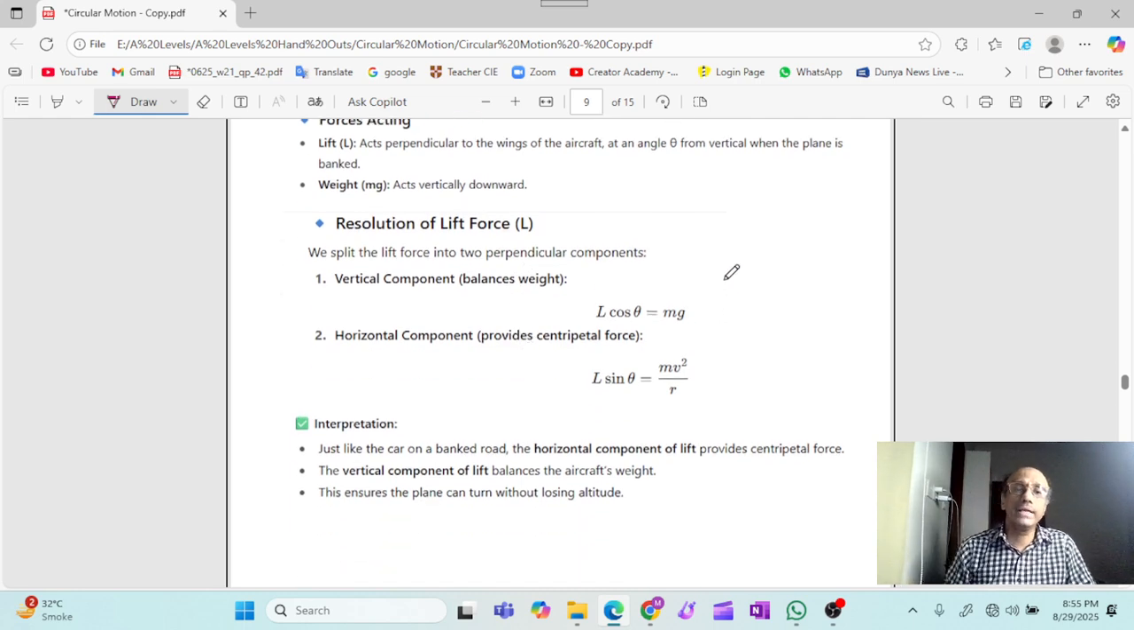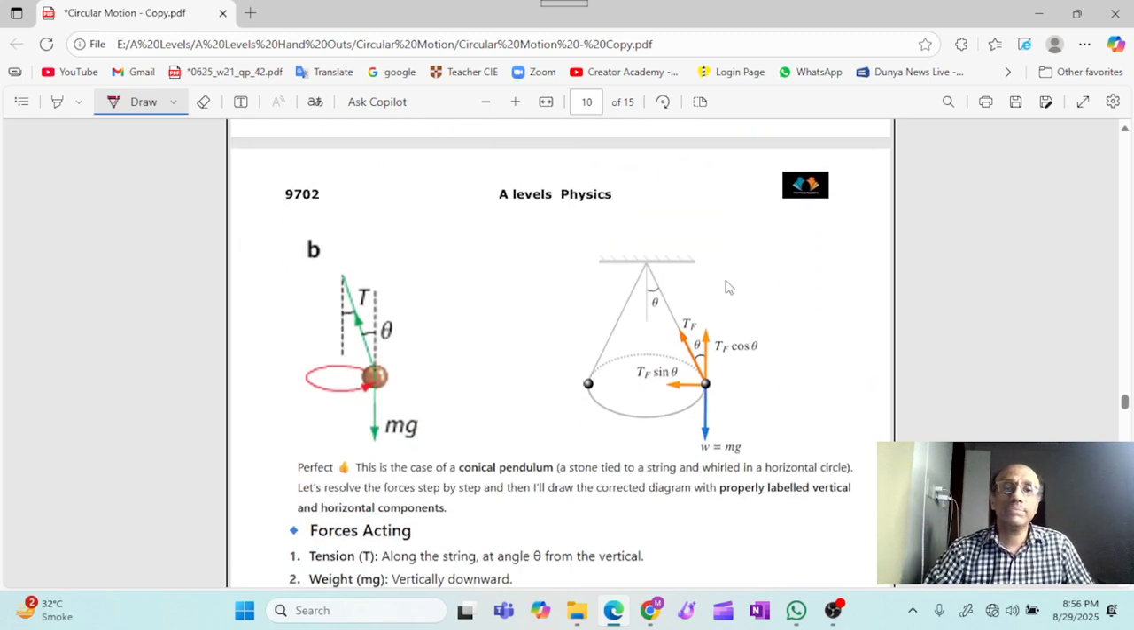So the vertical component is L cos theta, and the horizontal component, L sin theta, equals the centripetal force. After that, now a pendulum, the conical pendulum. It is not oscillating like this.